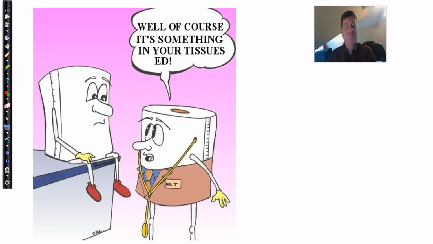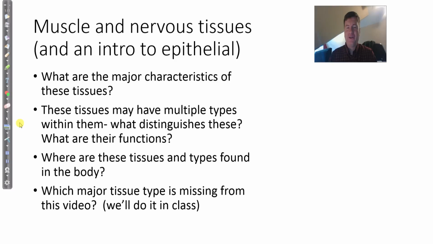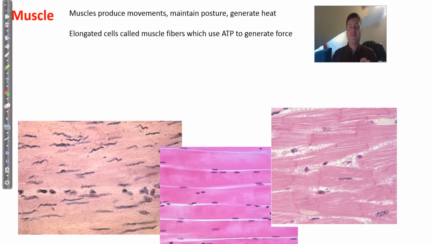Yeah, we're going to focus on tissues. Sorry about the cartoon. The focus of this video is to really start looking at some of the tissues specifically. We're going to focus on muscle and nervous here and give you just an introduction to epithelial tissue. What I want you to focus on here are the major characteristics of the tissues. These tissues have multiple types. What makes the tissues within a tissue type different? Where are they found? And then there's one missing from our list above: muscle, nervous, epithelial, and there's one missing. We'll focus on that one in class.